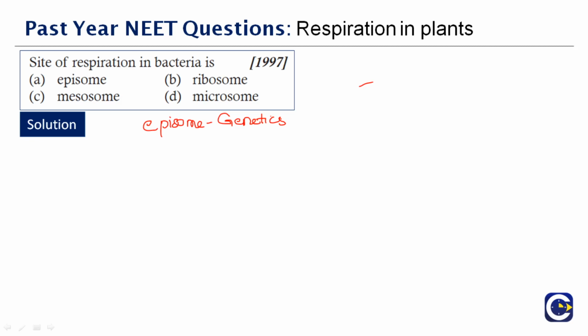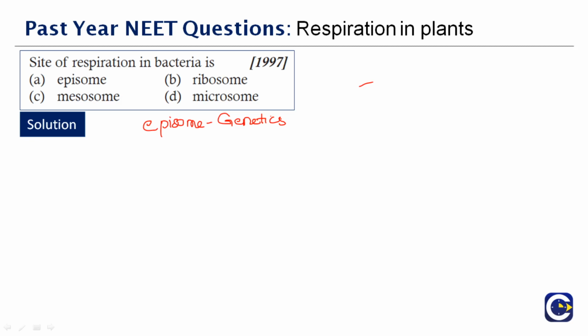Now, before going into mesosome, what do you mean by microsome? Have you ever heard about it? Microsomes are the fragments of endoplasmic reticulum attached to ribosomes, obtained by centrifugation of homogenized cells. So once again, this does not talk about respiration. Therefore, the correct answer to this question is mesosomes.